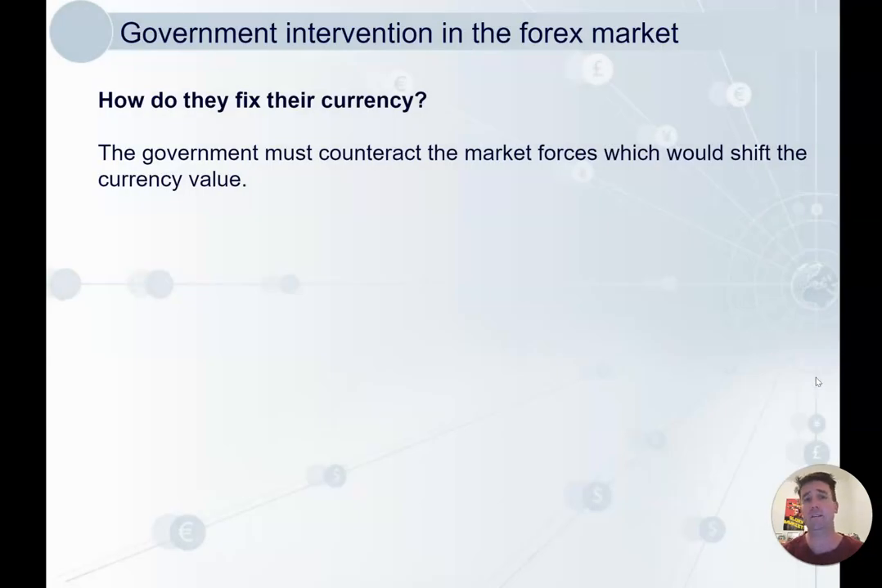How do they fix it? Those market forces are still going to happen. So what the government has to do, the government or the central bank, they've got to counteract those forces. They've got to do sort of the opposite to keep it at that level they want it at.